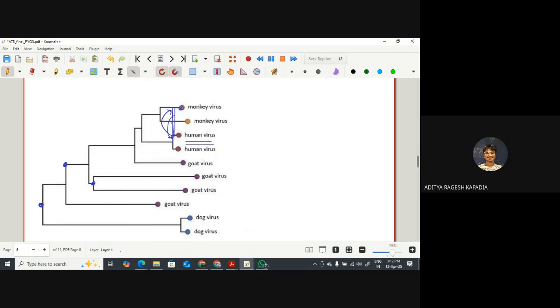The common ancestor of them will be somewhere here. How do you define a common ancestor? Means, for example, you have a point here and from it comes the human virus. It comes the monkey virus. So you can say this is the common ancestor. Is that okay? Okay. This is like an ultrametric tree.